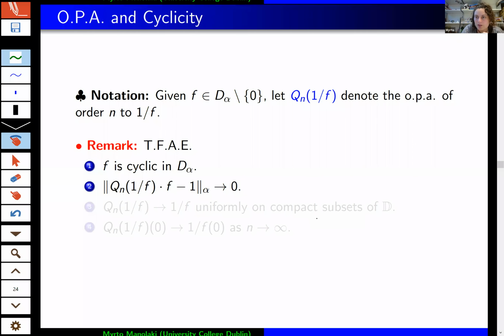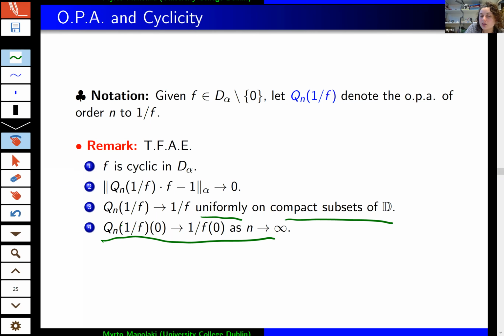So we have the following characterization. F is cyclic in my space D alpha if and only if, remember, before we said there is a polynomial of degree less or equal than n such that if I multiply it by F and subtract 1, it converges to 0 in my norm. Here we have a specific optimal polynomial approximant that does the job. It's the optimal approximant. And this is equivalent to having local uniform convergence on the disk, so uniform on compact sets on the disk, and it is equivalent to having pointwise convergence, only taking what happens at zero.